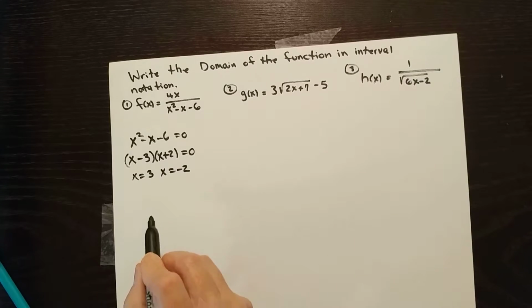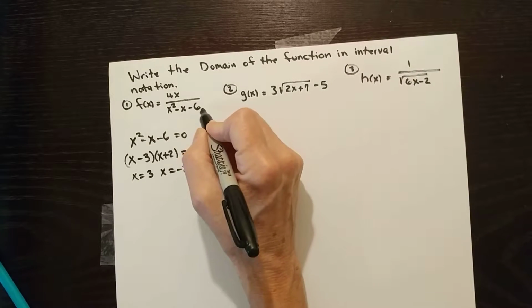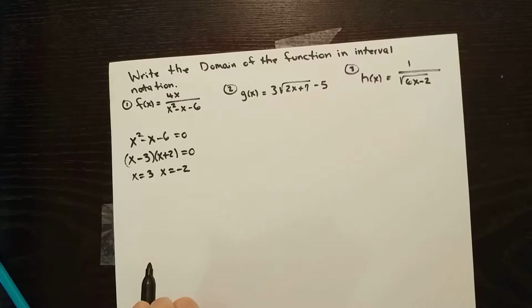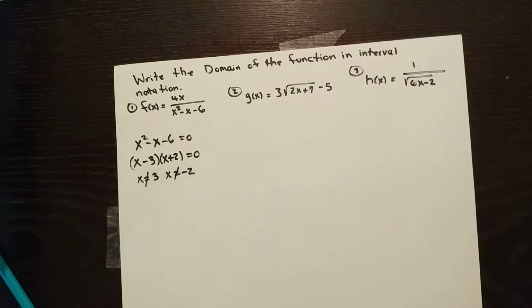That means that when x is 3, the denominator will equal 0, or when x is negative 2, the denominator will equal 0. That means we'd be trying to divide by 0. So since we're trying to find the domain, I cannot let those numbers into this function. Those have to be restricted from the domain.